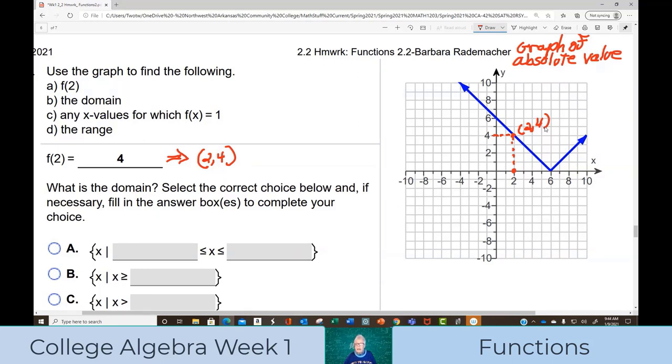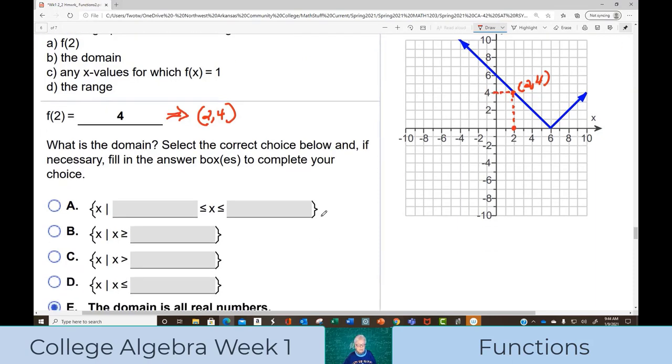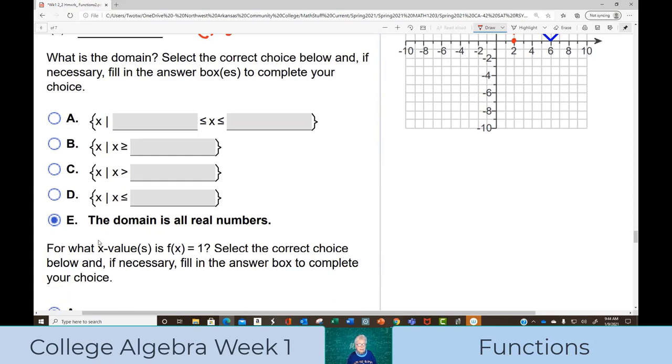Okay, what's the domain? This graph goes to the left forever and to the right forever, so the entire x-axis is the domain. In other words, the domain is all real numbers, the entire x-axis, which can also be written as negative infinity to positive infinity.